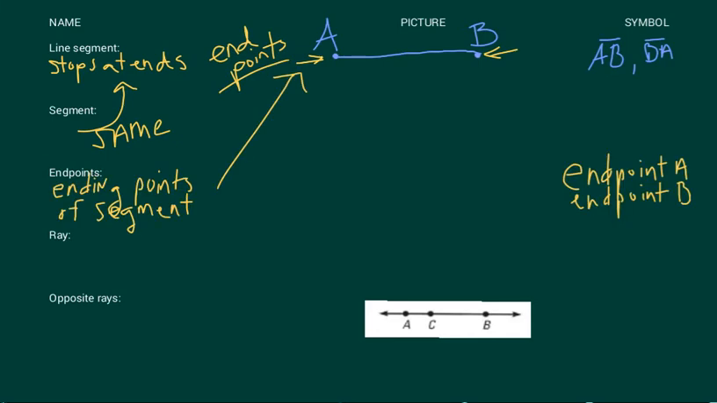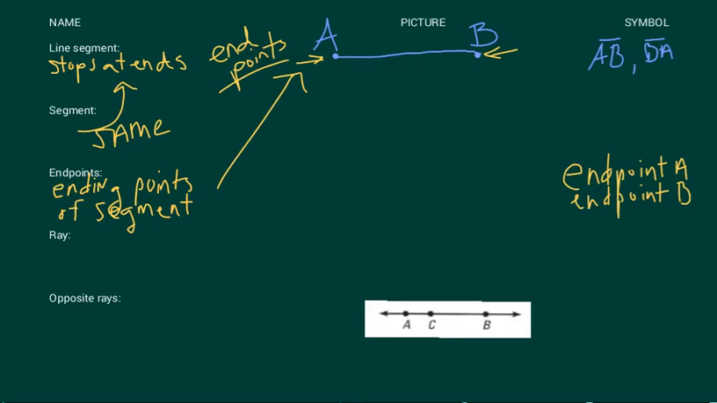So next is a ray. A ray is a mixture of a segment and a line, so it's half and half. So a ray starts at a certain point, so it has an endpoint, which we're going to call almost like the starting point. So it has one endpoint, but on the other end of our segment or line is going to be a ray.